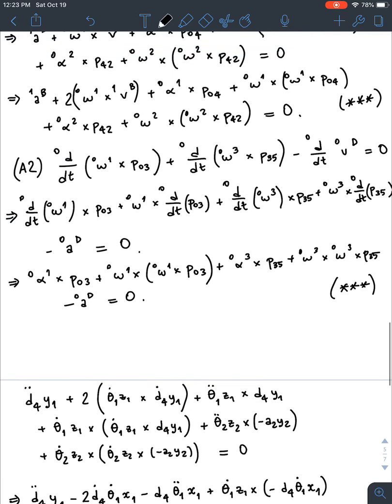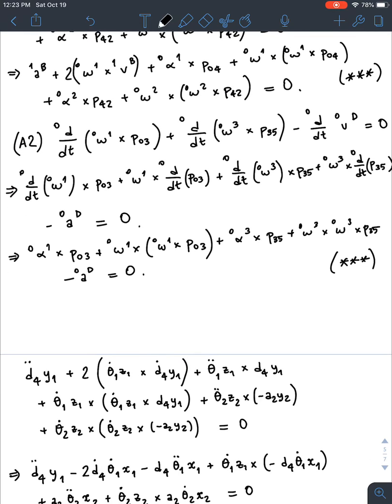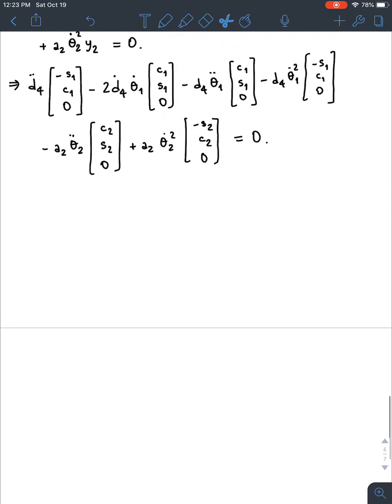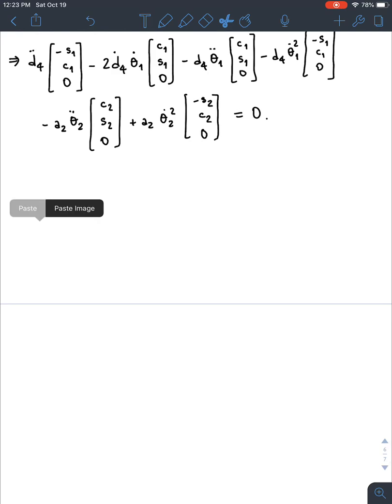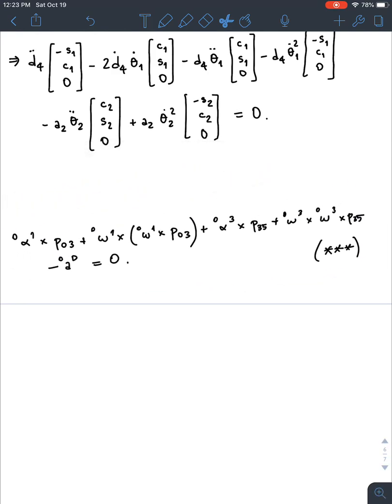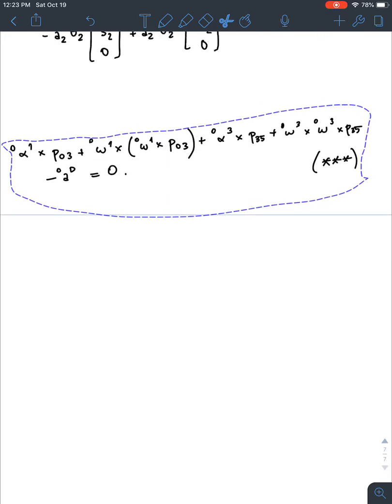Just for looking at it as I'm writing it, I'm going to copy it again and I'm going to delete it later. So let's copy that. Let me paste it over here, and then I'm going to start working on the next page.